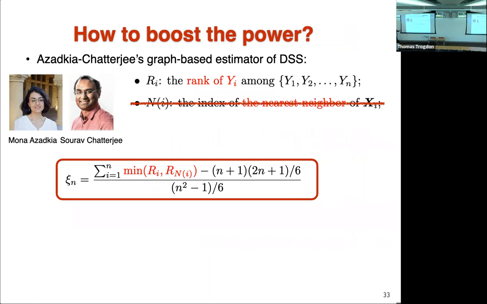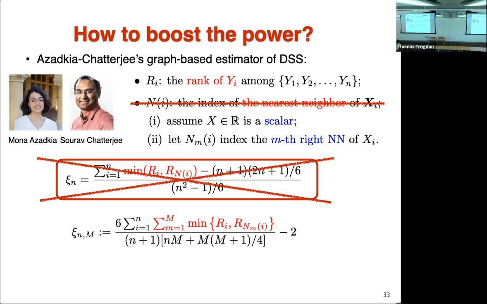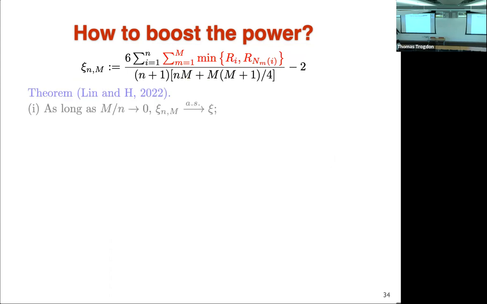For simplicity, let's just consider X here to be a scalar, one-dimensional. That will simplify the analysis too much, so we cannot resist the temptation to start with that. And let N_M, this time, be the right nearest neighbor. So in a general multi-dimensional space, we cannot define right and left, but on the one-dimensional line, we can define it. And then we use this statistic. It will incorporate capital M many right nearest neighbors into the statistic. And then we can show this one will still be a strongly consistent estimator.